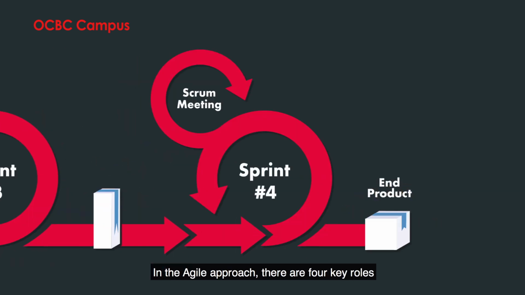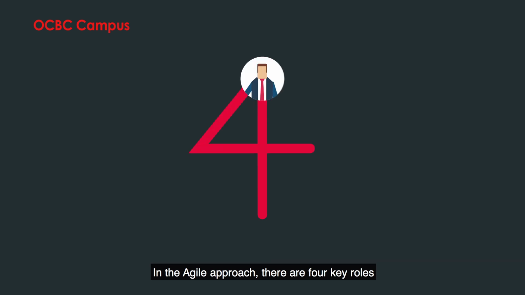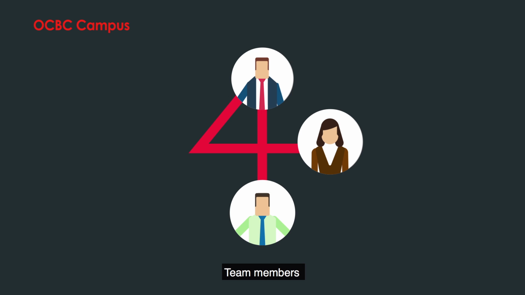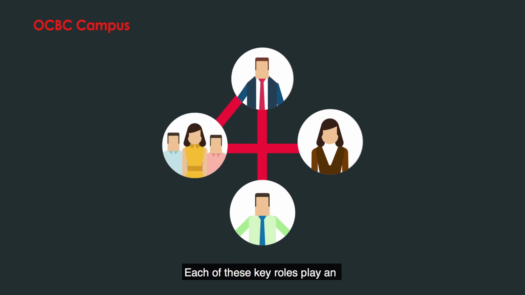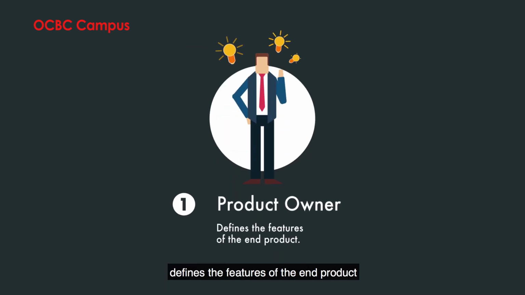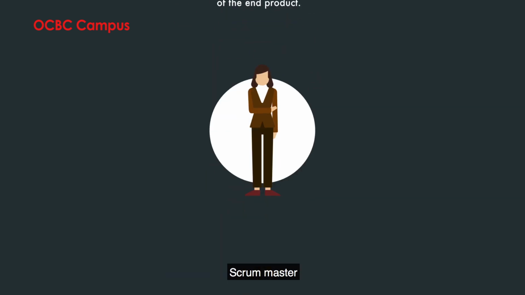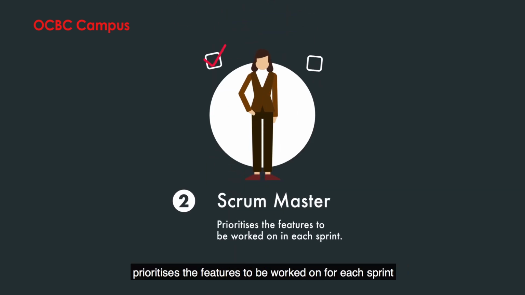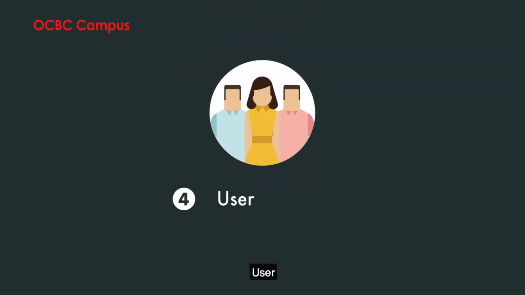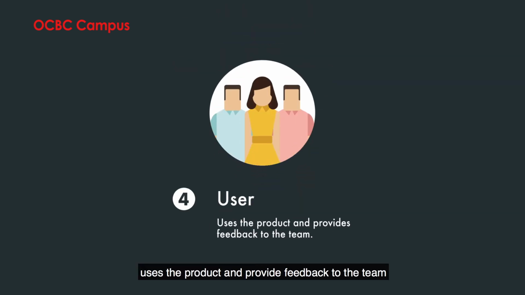In the Agile approach, there are 4 key roles: the product owner, Scrum Master, team members, and the user. Each of these key roles plays an important part in the Agile workflow. Product owner defines the features of the end product. Scrum Master prioritizes the features to be worked on for each sprint. Team member creates and develops the product throughout each iteration. User uses the product and provides feedback to the team.